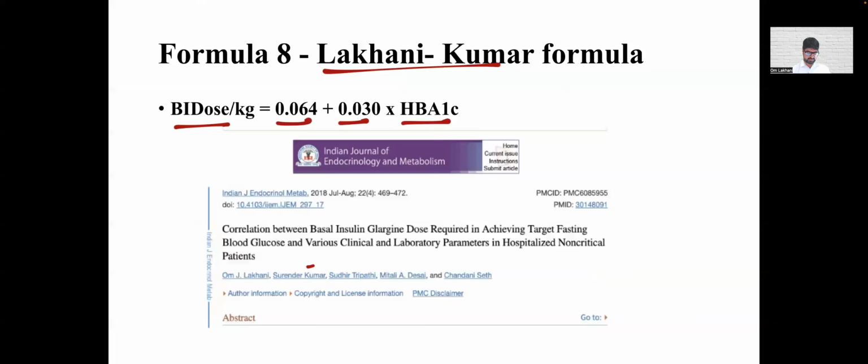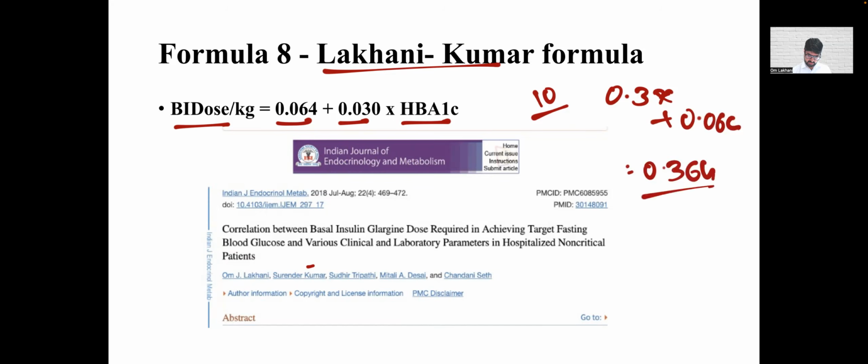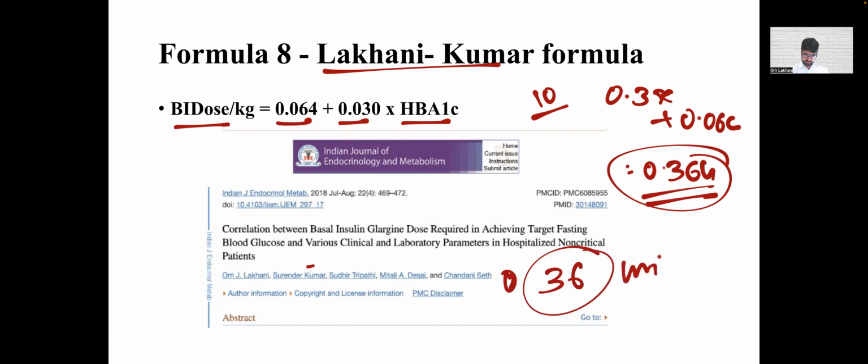So you take the patient's HbA1c. Let's say the patient's HbA1c is 10. Again, I might be a little bad at mathematics. So this will be 0.3 plus 0.064, which is equal to 0.364. 0.364 is the dose per kg. Let's say the patient weighs 100 kgs. So this will come to about 36 units of insulin. So this will be the 36 units of basal insulin. This is the dose of basal insulin.